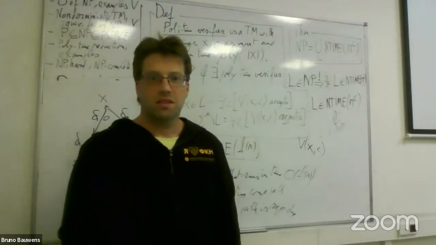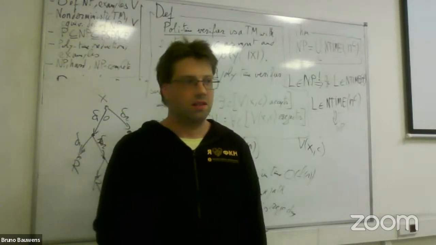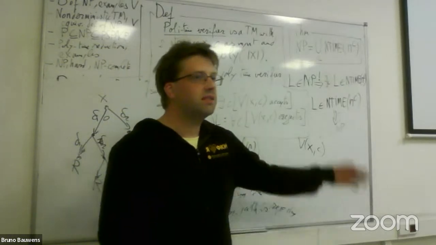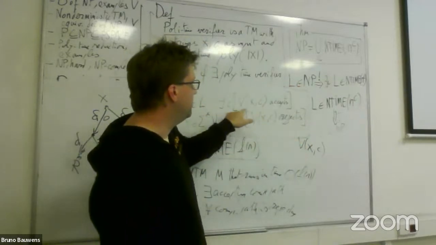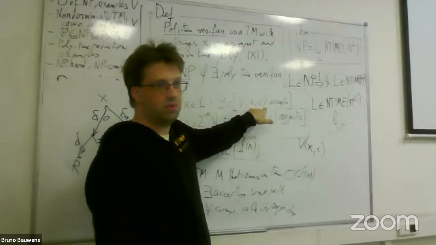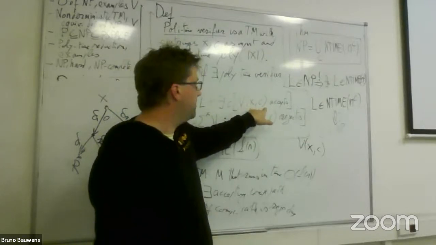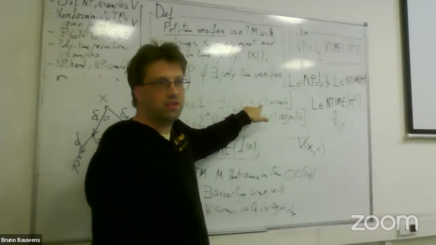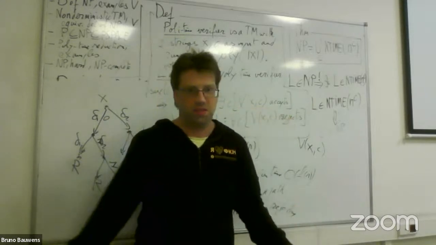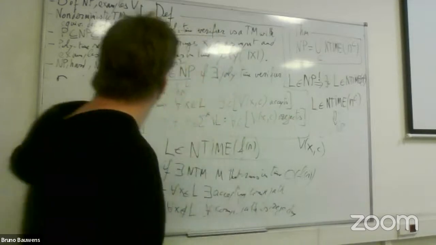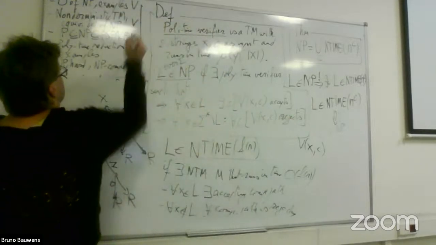Okay, but is this inclusion clear at least? And so what's the space that we need? The space to simulate V, which is polynomial, plus the space to keep our counter over the certificate, which is also polynomial. Polynomial plus polynomial is polynomial. Okay, so here we're done.